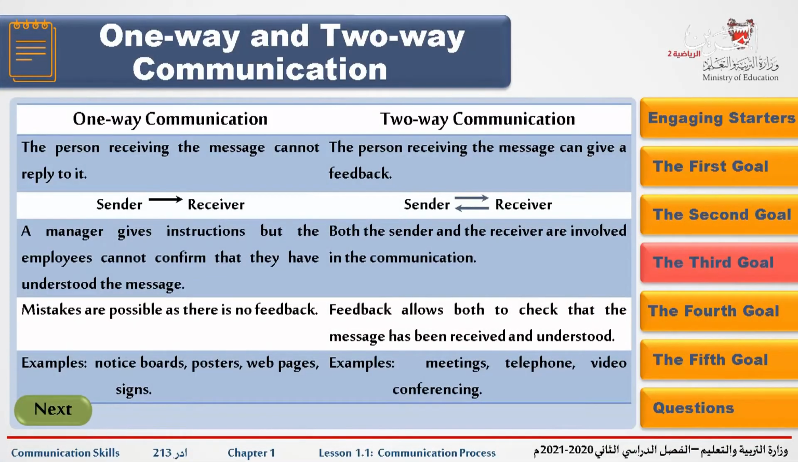In one-way communication, there is no receiver response, so feedback is not needed. But in two-way communication, there is receiver feedback. One-way communication does not ensure accurate understanding of the message, so mistakes are possible, compared to two-way communication, which ensures more accurate understanding of the message, because the receiver will be able to give feedback and ask questions in order to understand the message better.